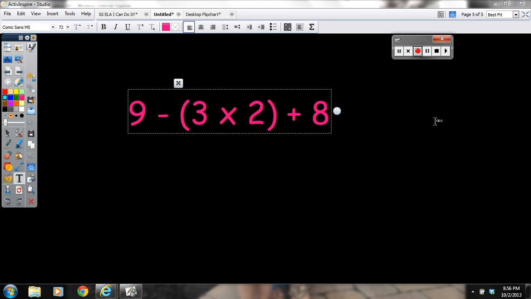Okay, now finally here's a problem for you to try on your own. You have the expression 9 minus 3 times the 2 in parentheses plus the 8. What you could do right now is press the pause button and try to find the value of this expression. Once you found the value of this expression, press the play button to see if you found the proper value.